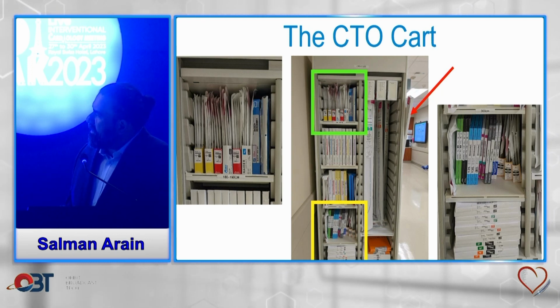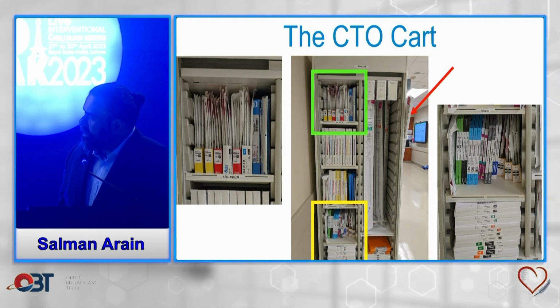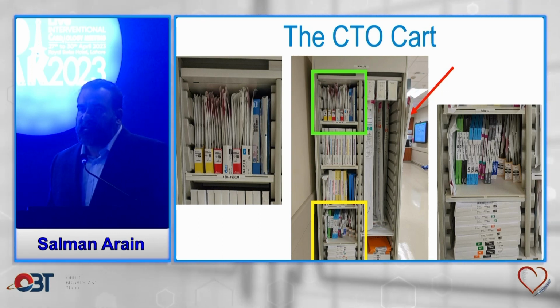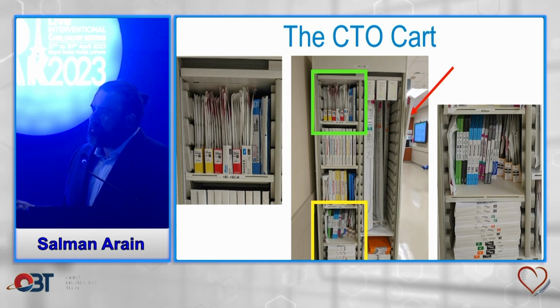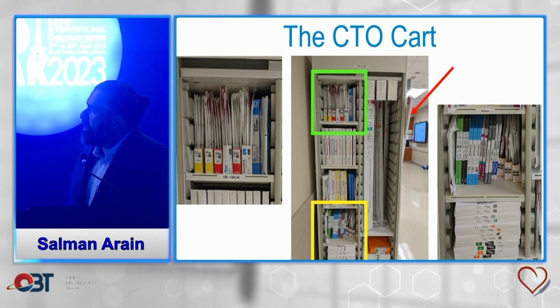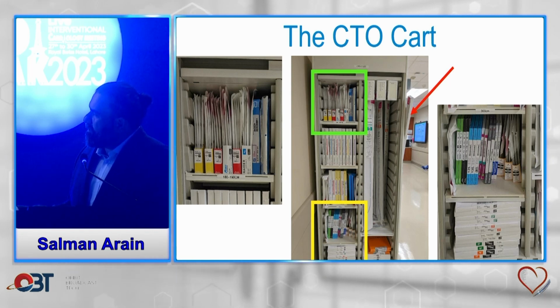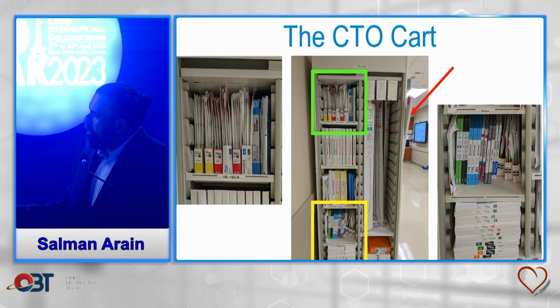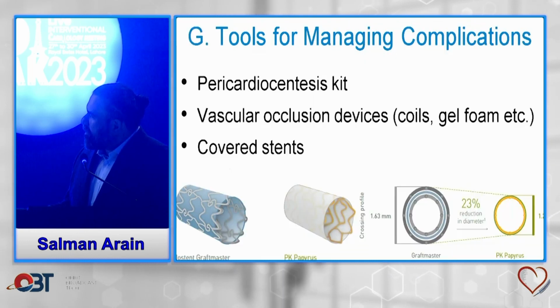And finally, I think it helps to have a CTO cart. Especially if you work in a place that has multiple rooms, and you're moving the cart from room to room, sometimes I don't know which room I'm working in. So the CTO cart is loaded with all of these supplies. You can see all the wires are loaded in one cabinet or drawer there.